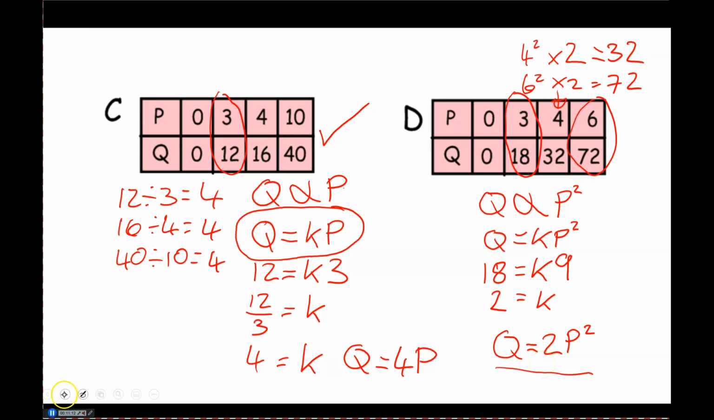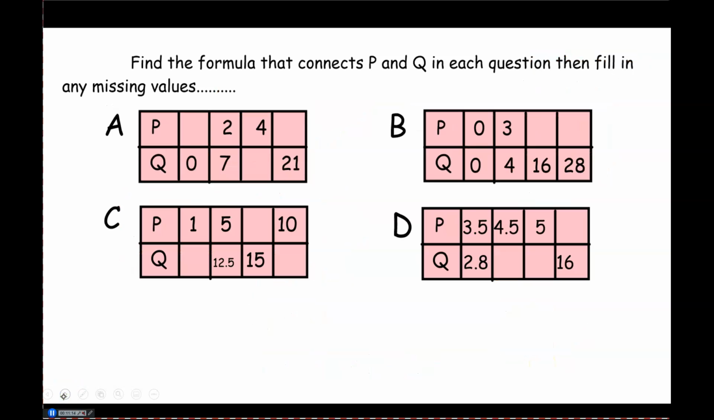Now, I know you're keen all to have a go at this. So what I've got is a selection of questions, and I'd like the formula that's connecting P and Q and fill in the blanks. So see how you get on, please. I should state they are in proportion. They're all in direct proportion.